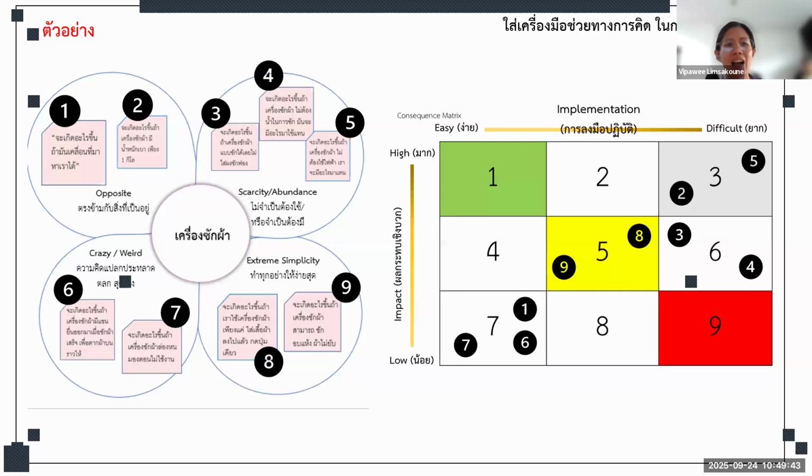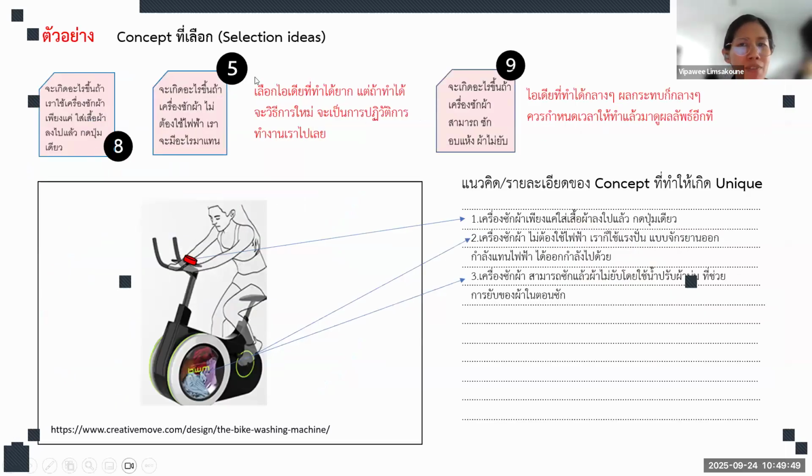From here, this is an example of how I conclude my design. So I select number 8, number 5, and number 9. Okay. And after that, I summarize the idea. The first one, my washing machine: we can just put clothes inside and then press one button. It might be hybrid as well, because if you press the button, it needs to be able to spin or something, right? So I think it's hybrid.